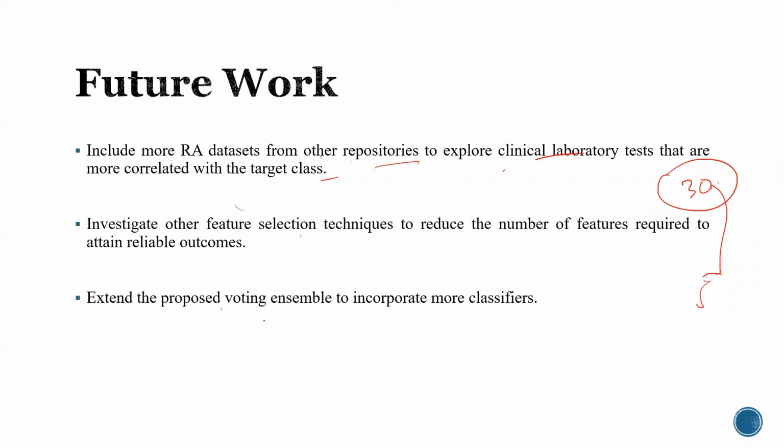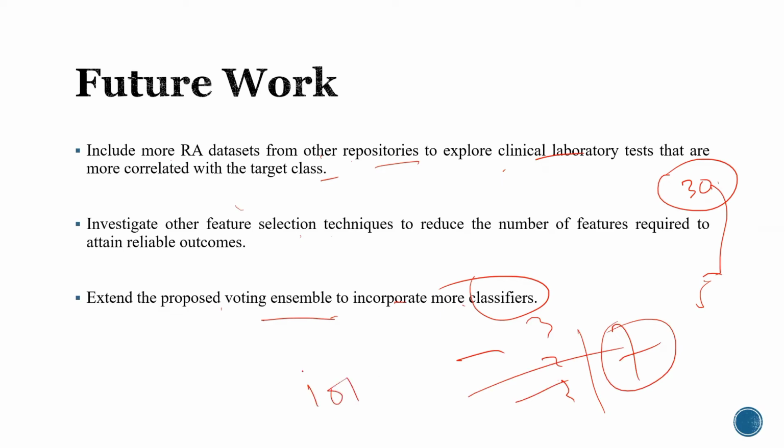Also, extend the proposed voting ensemble to incorporate more classifiers. One of the established principles of ensembles is that the more classifiers you combine, the higher the possibility of getting a better result. Here we just have 3 plus 2 plus 2, so maybe 7. Can we increase it to maybe 101 classifiers, and let those 101 classifiers meet together and vote to determine the final prediction? Hopefully this will take the result to a very high level, depending on the case.